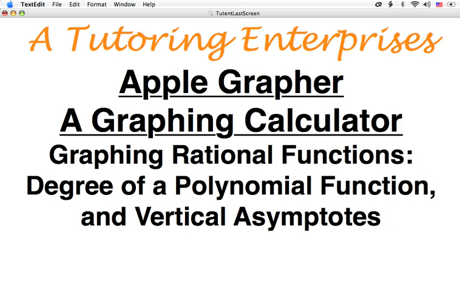Today I want to do another Apple Grapher graphing calculator application, and we're going to talk about rational functions. Specifically, we're going to look at the degree of a polynomial function that's on the bottom and ask how that affects something called vertical asymptotes.